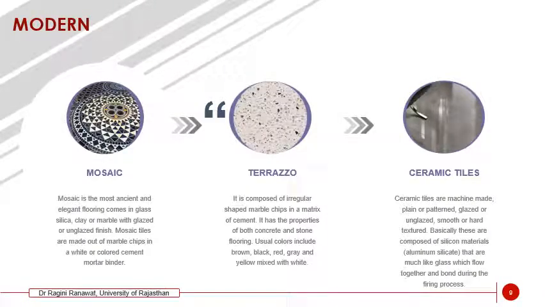So these were the traditional hard floors like mud, stone, then we have concrete, bricks, etc. The modern hard flooring is very interesting. The first one is mosaic. As you can see in this beautiful picture, mosaic is very elegant and comes in glass, clay, marble with glazed or unglazed finish. Mosaic tiles are basically made out of marble chips in a white or colored cement binder.